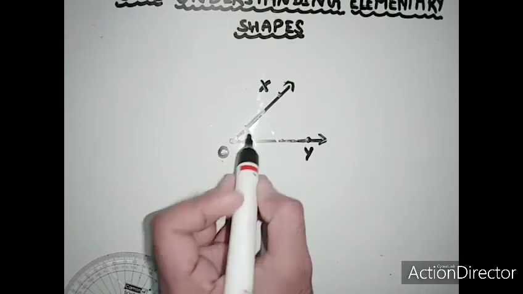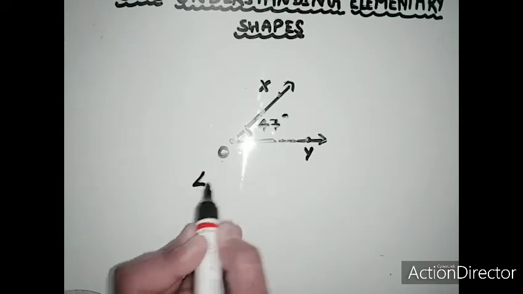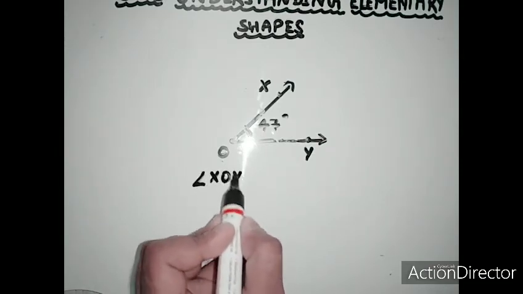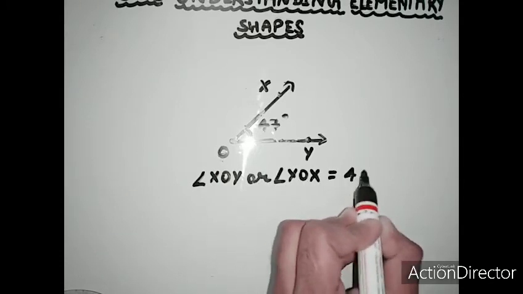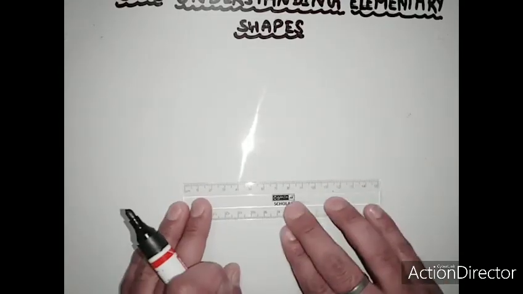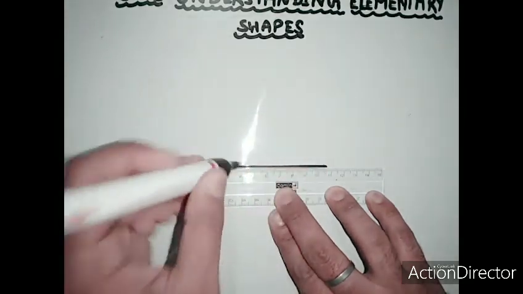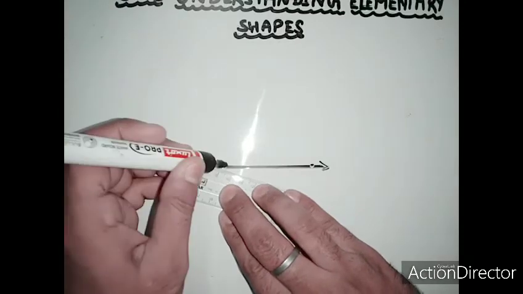So we say that angle XOY or angle YOX is equal to 47 degrees, right? And we take some other examples also, and we find the degree of an angle. Now we take one another example. Here we draw a ray, and here we draw another ray like this.